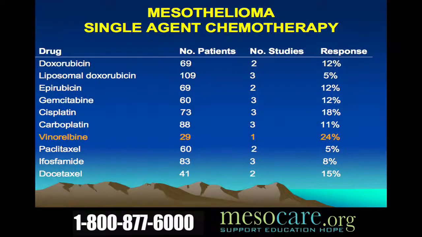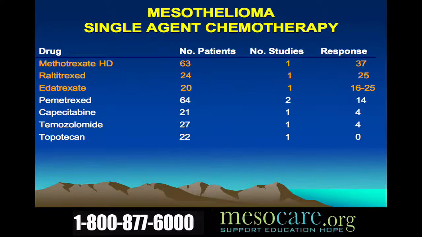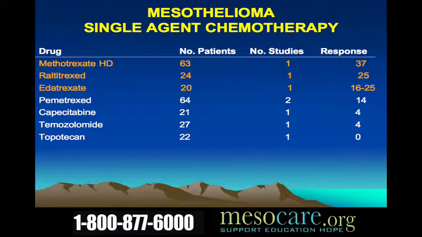So this is the list of single agents and their activity in pleural mesothelioma. And in orange are the ones that are over 20% overall response rate as single agent. And you can see that navelbine and then the methotrexate analog qualify. However, if you know your board questions, the standard of care is cisplatin and methotrexate at this point. And both of them had around 15% remission rate as a single agent.